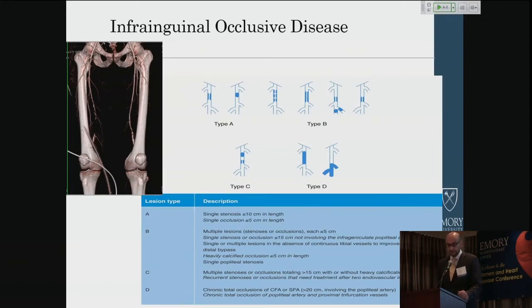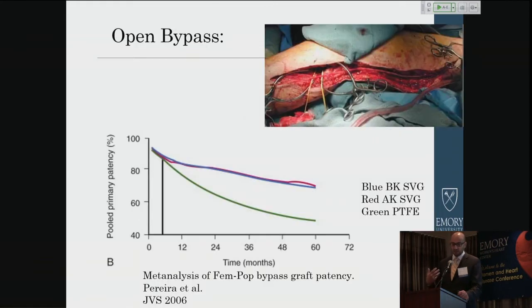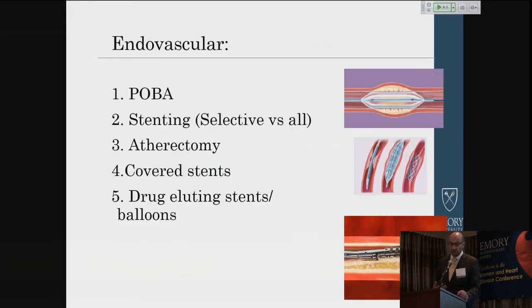Infrainguinal disease is a little harder to treat because patients have multi-level disease when they present with it. The classic treatment is a relatively morbid operation, lower extremity bypass using saphenous vein or sometimes prosthetic conduit. Saphenous vein has a much better patency rate compared to prosthetic conduits, and it is still the gold standard to which all endovascular interventions are compared.